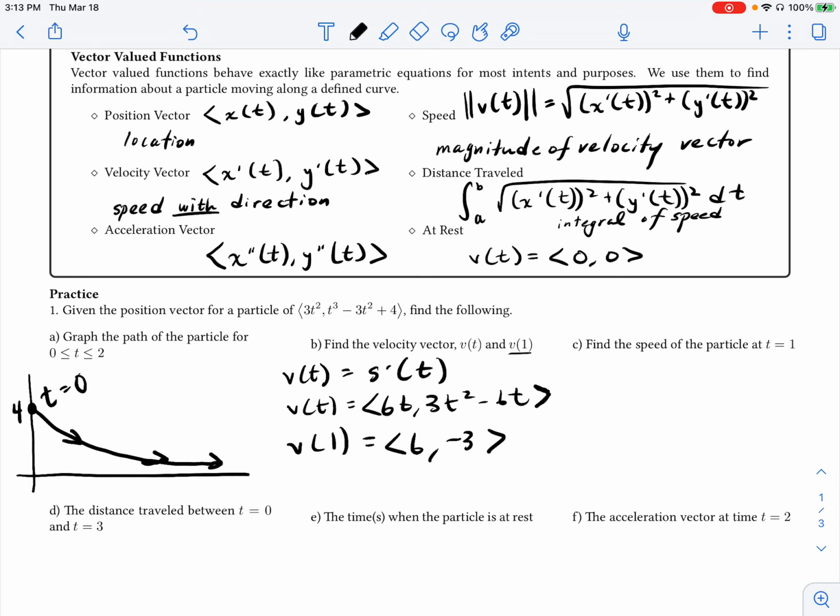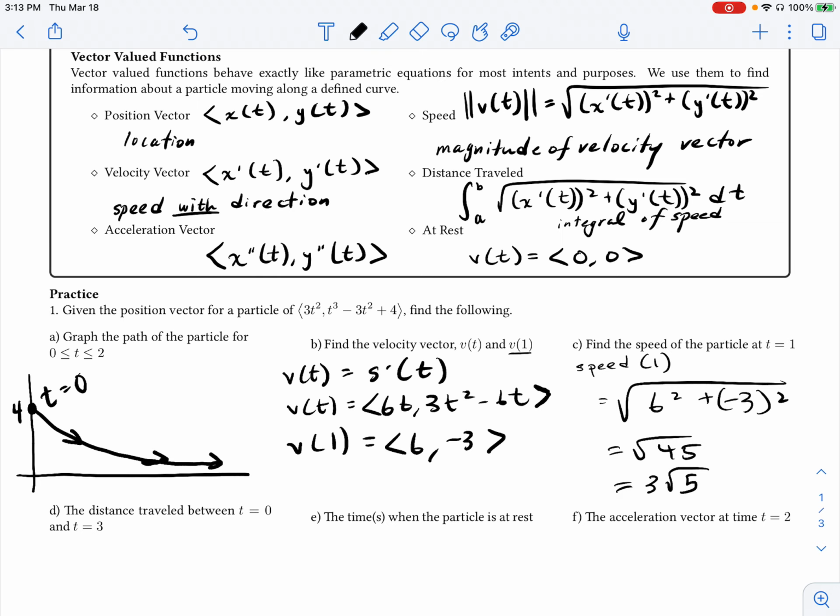All right, now let's talk about the speed of the particle. Well, very much related to the velocity. If we know the velocity at t is equal to 1, then the speed is simply the non-vector form, or the magnitude. Let me write that, the magnitude, which is just going to be the square root of 6 squared plus negative 3 squared, and that's equal to root 45. And if you want to clean that up, you can say that that is 3 root 5.